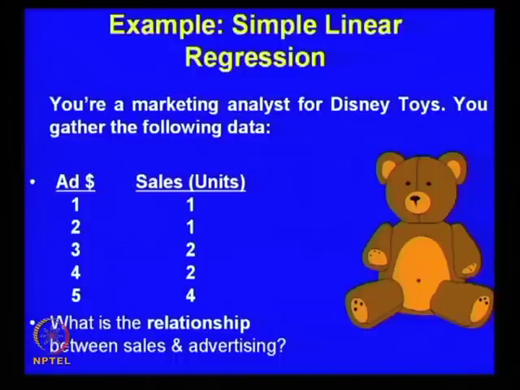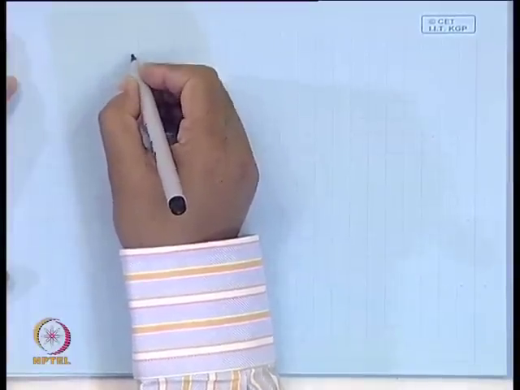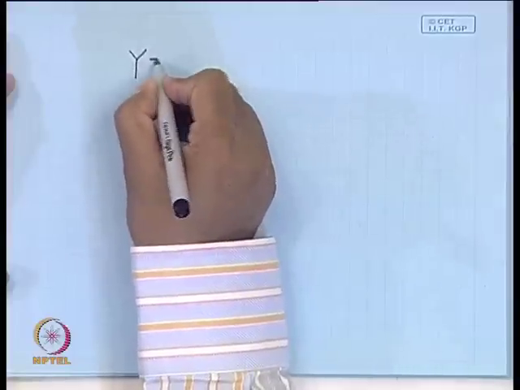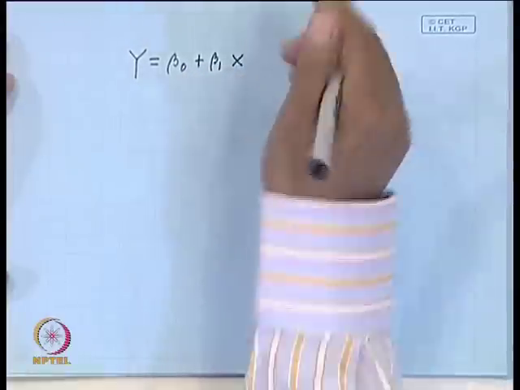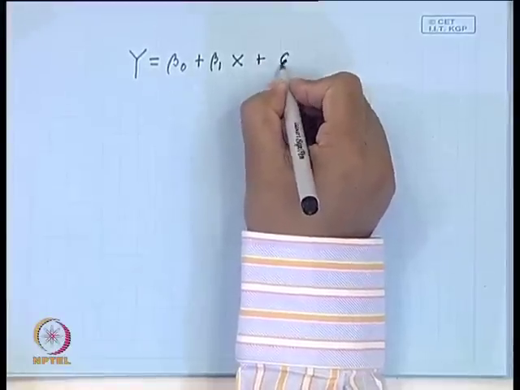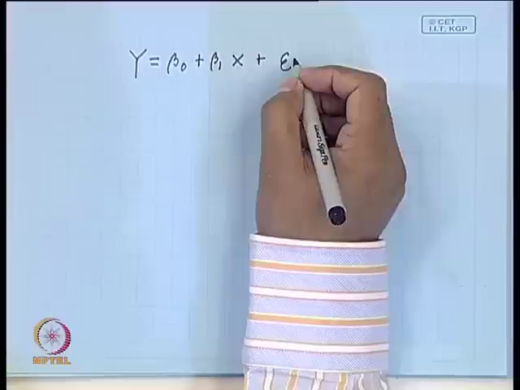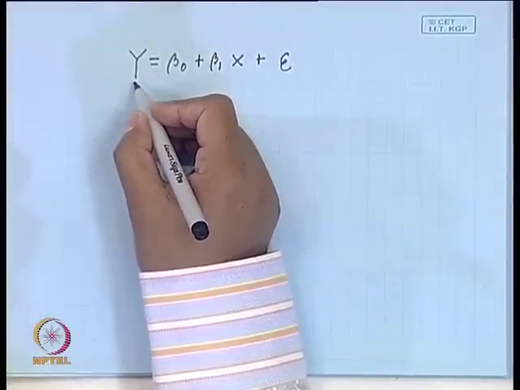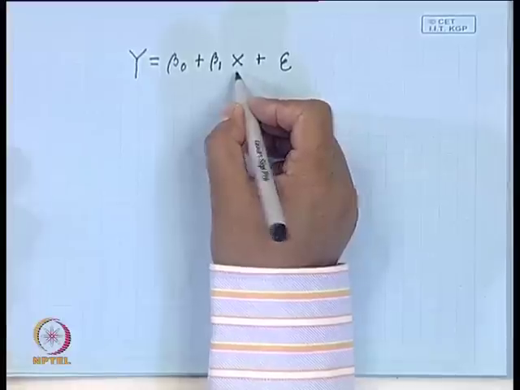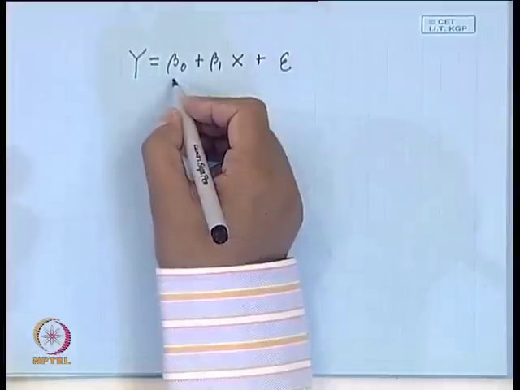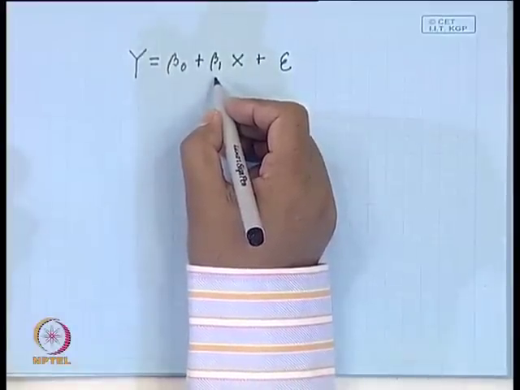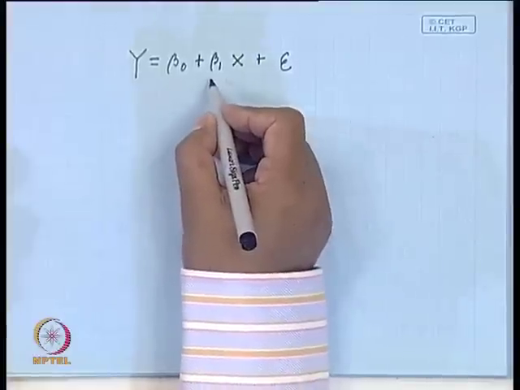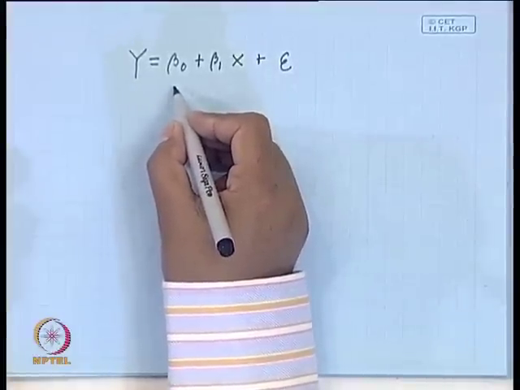Let me just recall the simple linear regression model. The general form of simple linear regression model is y equal to beta naught plus beta 1 x plus epsilon, where y is the response variable, x is the regressor variable, and epsilon is the error term, and beta naught is intercept, and the beta 1 is slope. And we call beta naught and beta 1 regression coefficients.